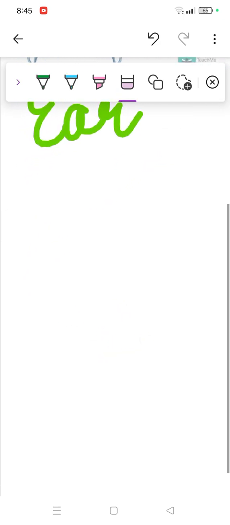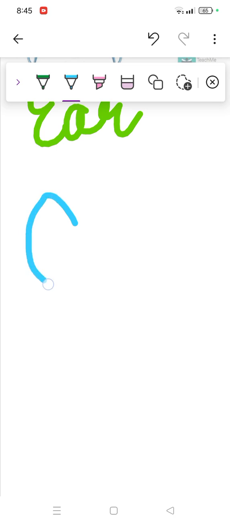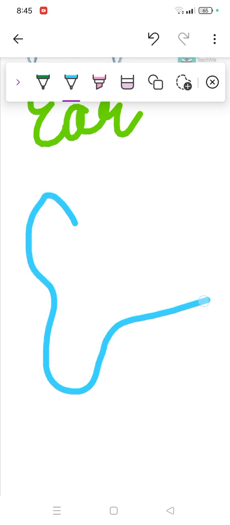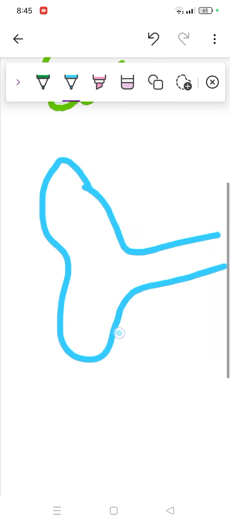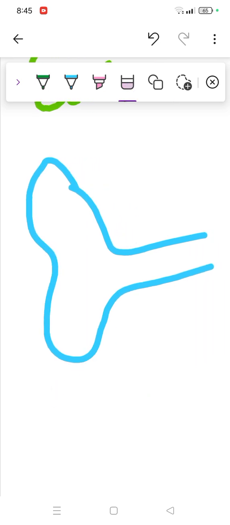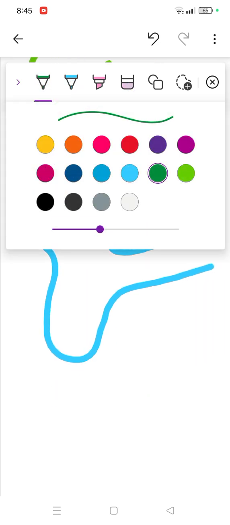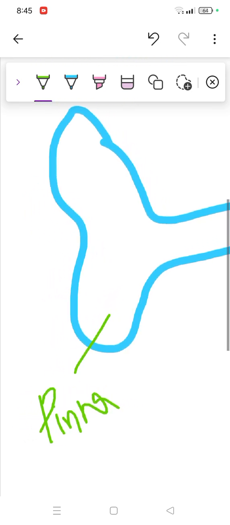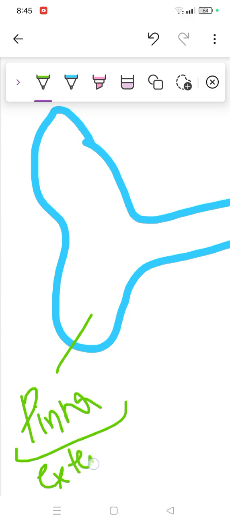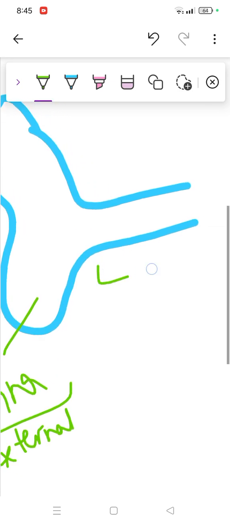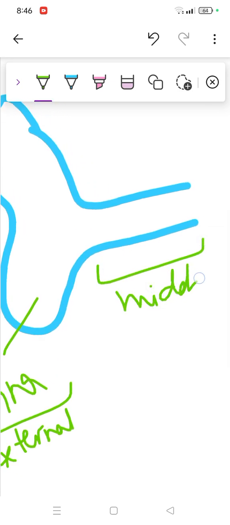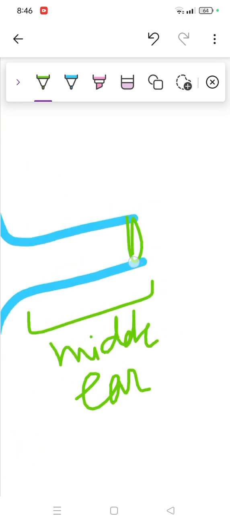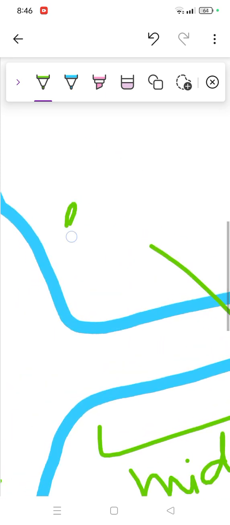Okay, so when it comes to the ear structure, you'll see this kind of structure. The outer region is called the external ear. This is called the pinna, an external part. Then comes the middle ear, where our ear wax is present. Over here there is a thin structure called the eardrum.